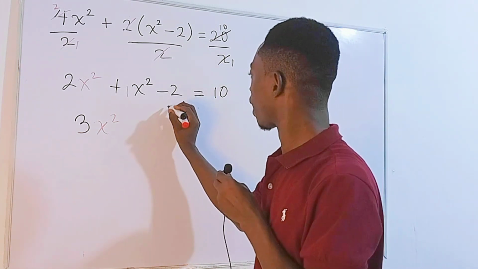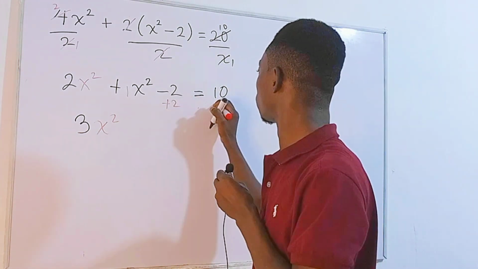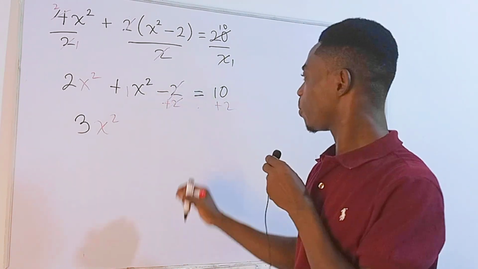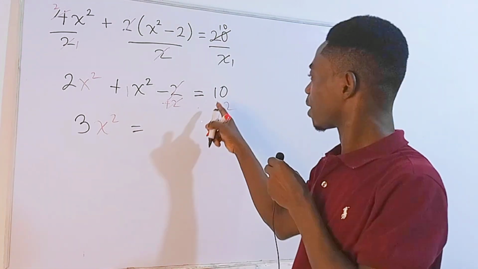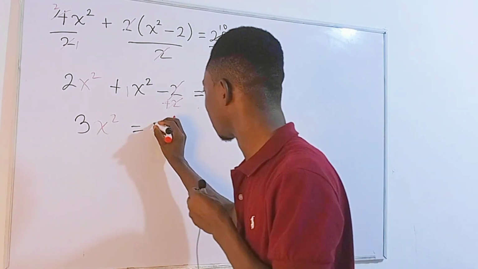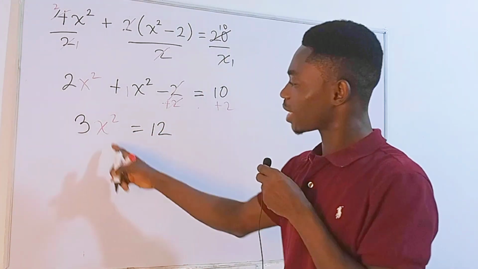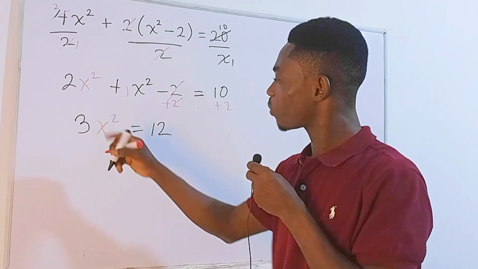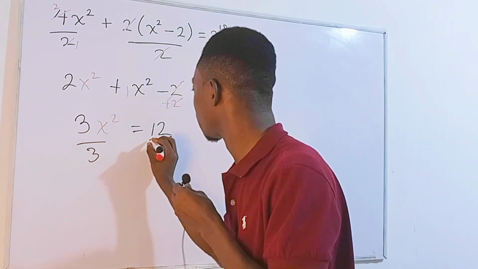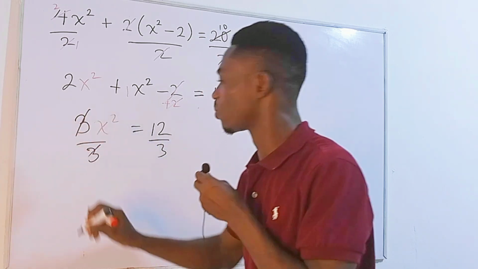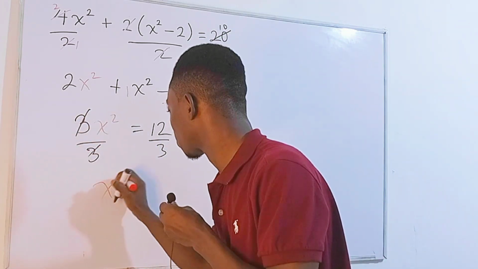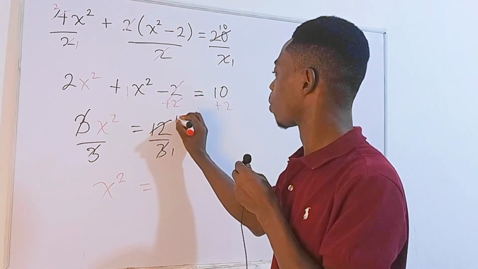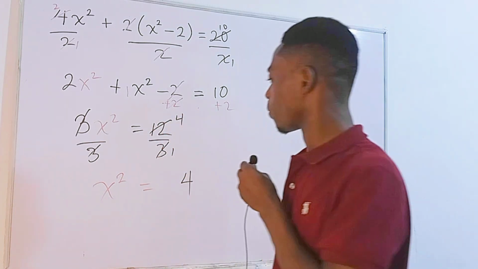Then again, we will just go ahead and add 2 to each side of the equation simply because we want this and that to go. Then on the right hand side we have 10 plus 2, which is just 12. Remember, we want x squared to be alone on the left hand side, but it has 3 as coefficient. Now let's get rid of this 3 by dividing both sides of the equation by 3 so that this and that will go. Then we'll be left with just x to the second power is equal to, right here 3 goes into itself 1, goes into 12 4 times. So we have 4 right here.